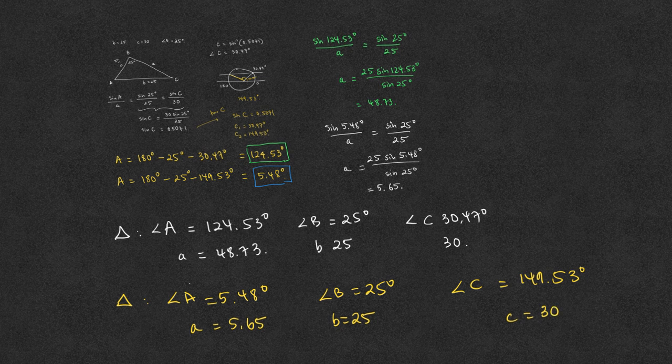And again, we still need to check to see if it is reasonable. The largest angle is the angle C with the largest or the longest opposite side, so this checks out. The smallest angle is 5.48, the angle A, with the smallest or the shortest opposite side, so this checks out as well. There are two possible triangles, two solutions in this case.